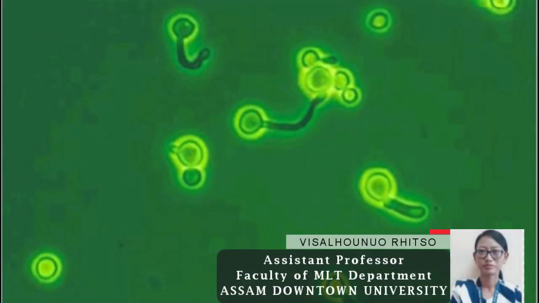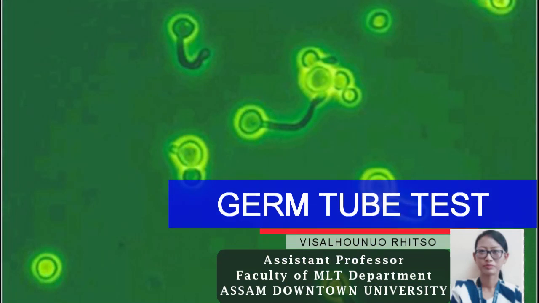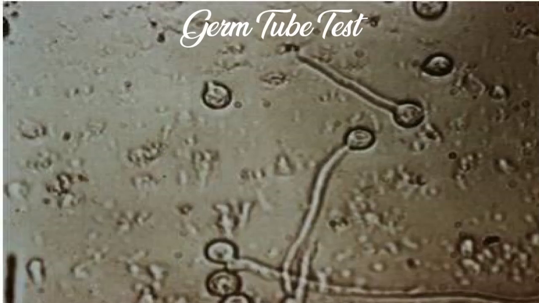In this video, I'll be explaining the germ tube test. Germ tube test is a screening test which is used to differentiate Candida albicans from other yeasts. Germ tube formation was first reported by Reynolds and Bird in 1956.